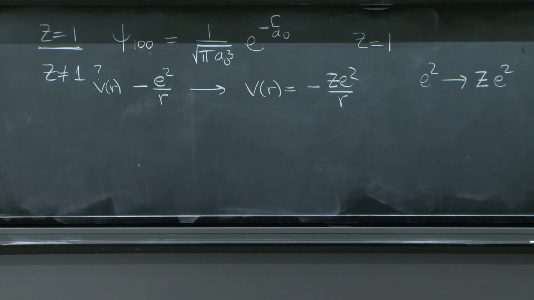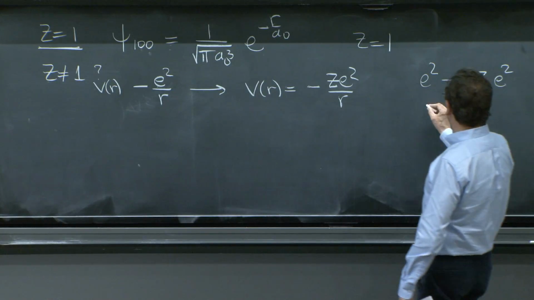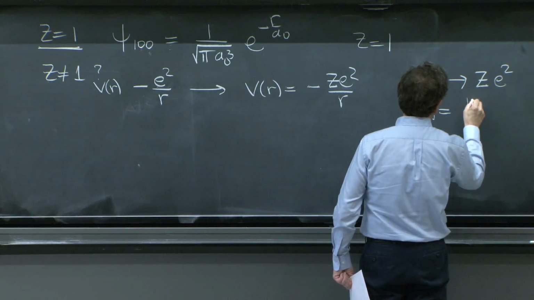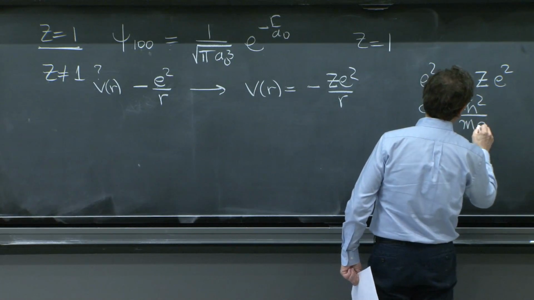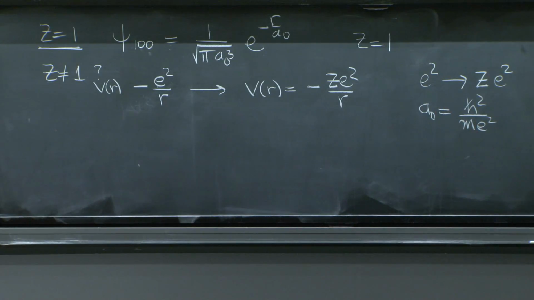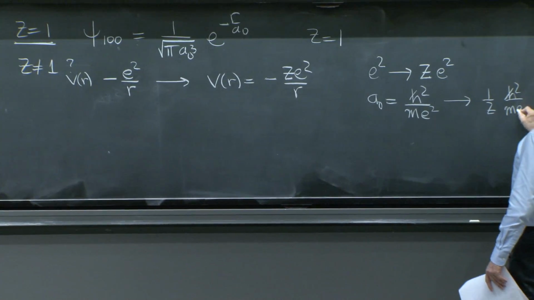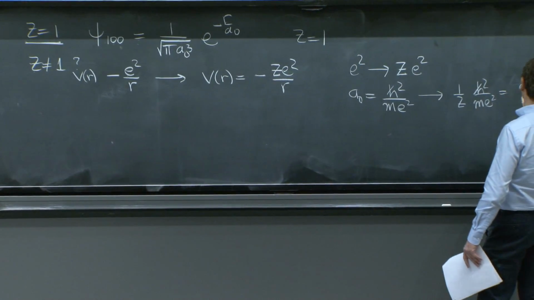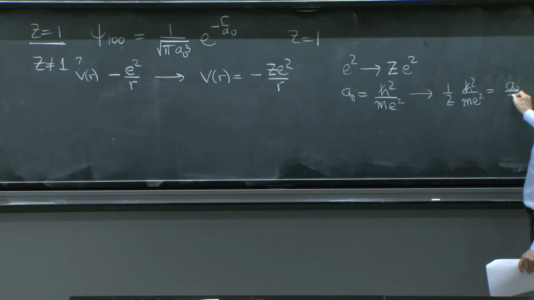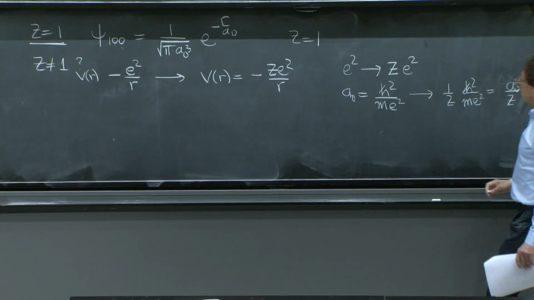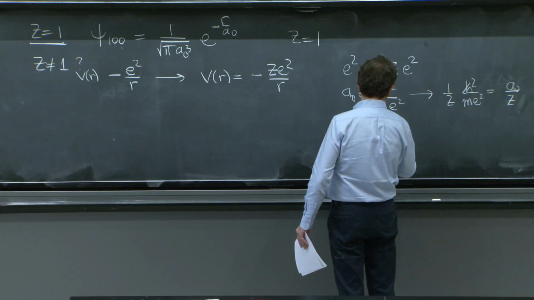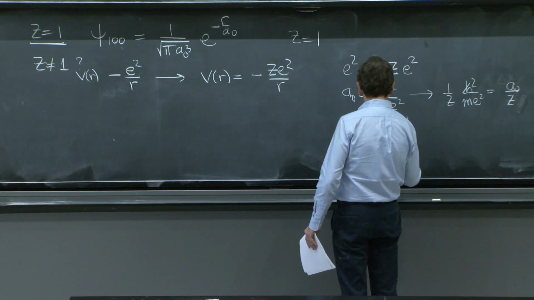And then you think of a naught. a naught was h bar squared over m e squared. We calculated that some time ago. And then if e squared goes to Z e squared, this will go to 1 over Z times h bar squared over m e squared. So it will go to a naught over Z. So you change a naught to a naught over Z. And these are the two changes.